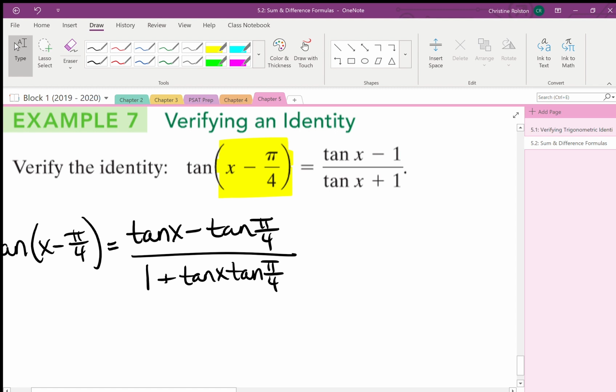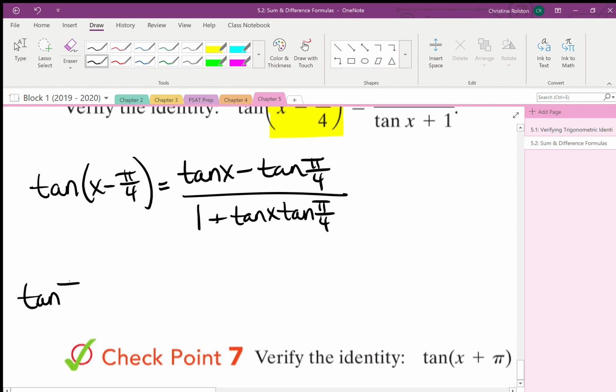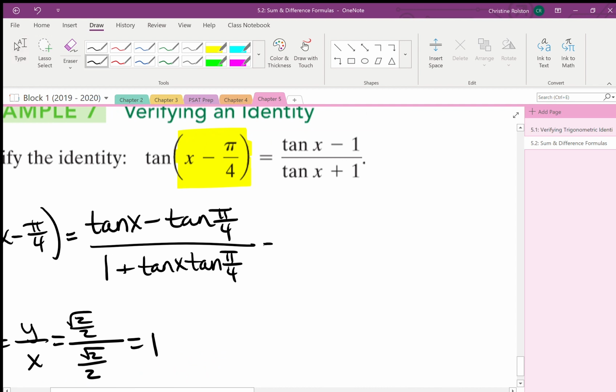So, you can only simplify the trig functions that you have angles for. The tan x, that's all you can do, okay? But pi over 4 is an angle on our unit circle, so we can actually simplify that. If you look, tangent is going to be your y divided by your x, right? And the y of pi over 4 is the square root of 2 over 2, and the x is the same. So when you're dividing something by itself, you're going to get 1. So we get tangent of x minus, well, tan pi over 4 is 1, all over 1 plus tan x times tangent of pi over 4, which is 1.